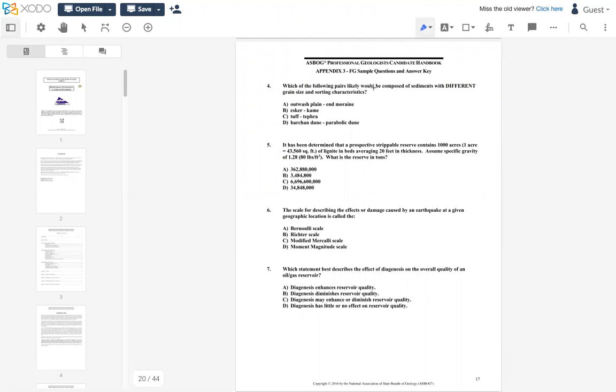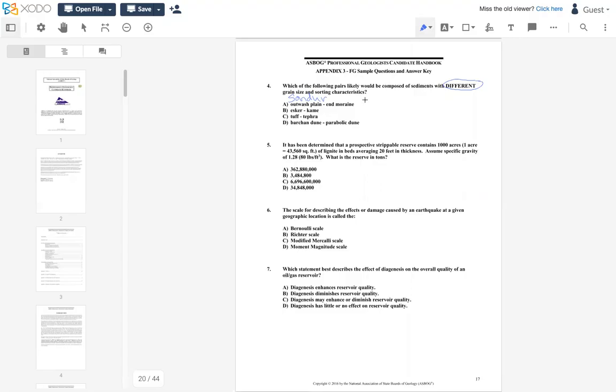4, which of the following characteristics would likely be composed of sediments with different grain size and sorting characteristics? So different is the key word here. So it looks like our answer choices consist of sediments or landform structures, and we have to identify the different sorting characteristics and grain size characteristics associated with each of them. So let's see here. Outwash plains. Some people call these sandurs, if that's helpful.